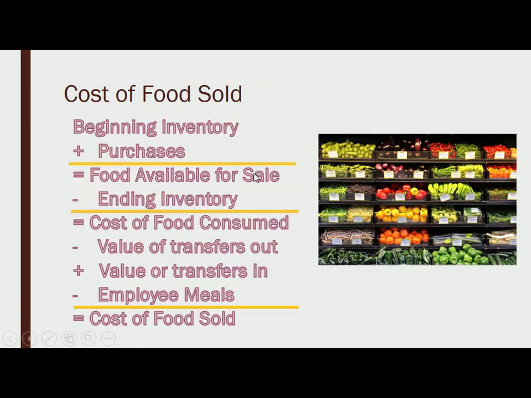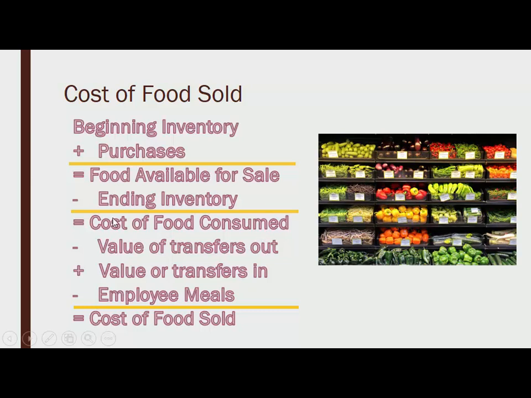Okay? Then we would take out our ending inventory, what we have left at the end of this accounting period. Okay? The difference is going to be how much was consumed. So how much food was consumed over that time. So again, beginning inventory plus what we purchased is what we had available for sale, minus what we had left at the end is how much was consumed.